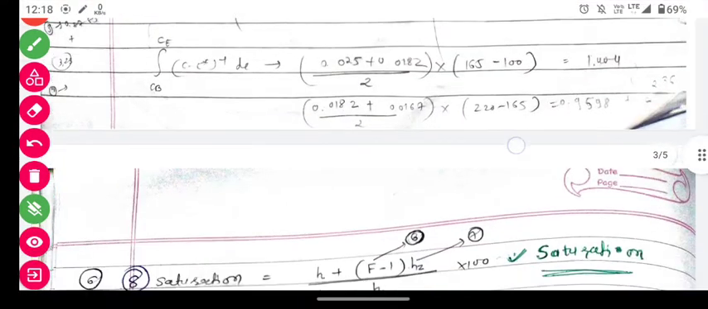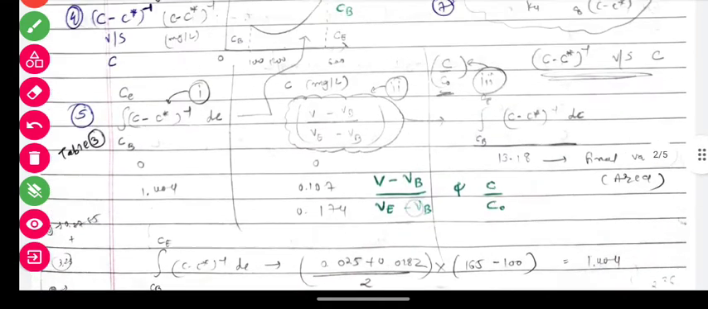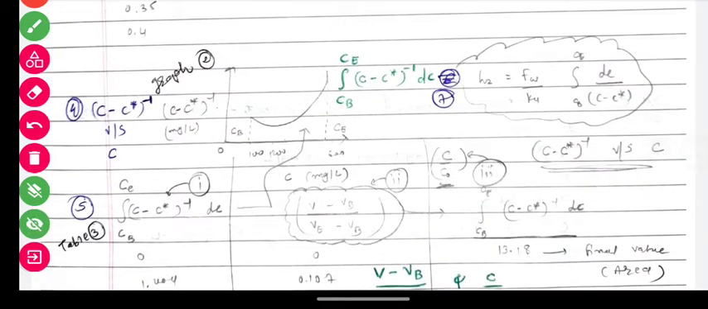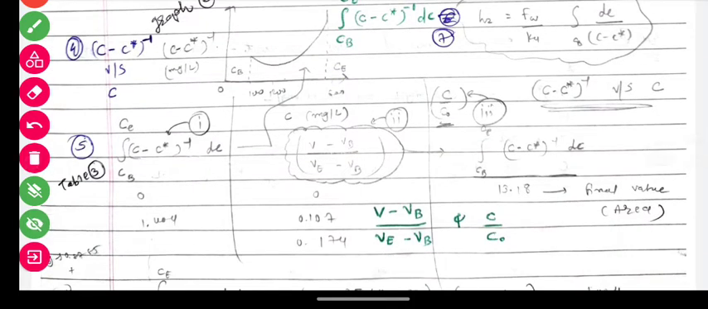Once this area is calculated, graph 2 purpose achieved. Now table 3 and graph 3. What are we interested in? We are interested in finding out these two values, V minus VB upon VE minus VB, and C by C naught. How are you going to find this value? You just divide the current area by the final or total area.